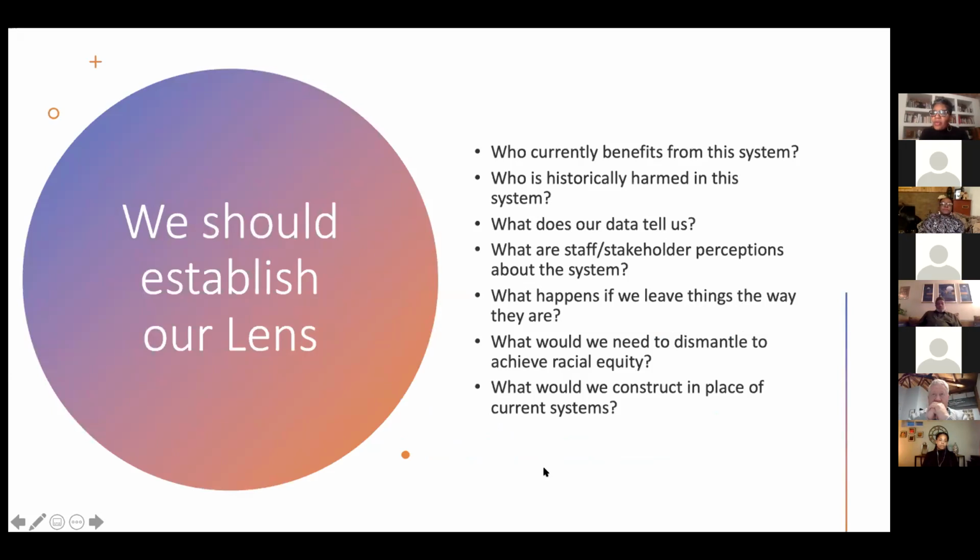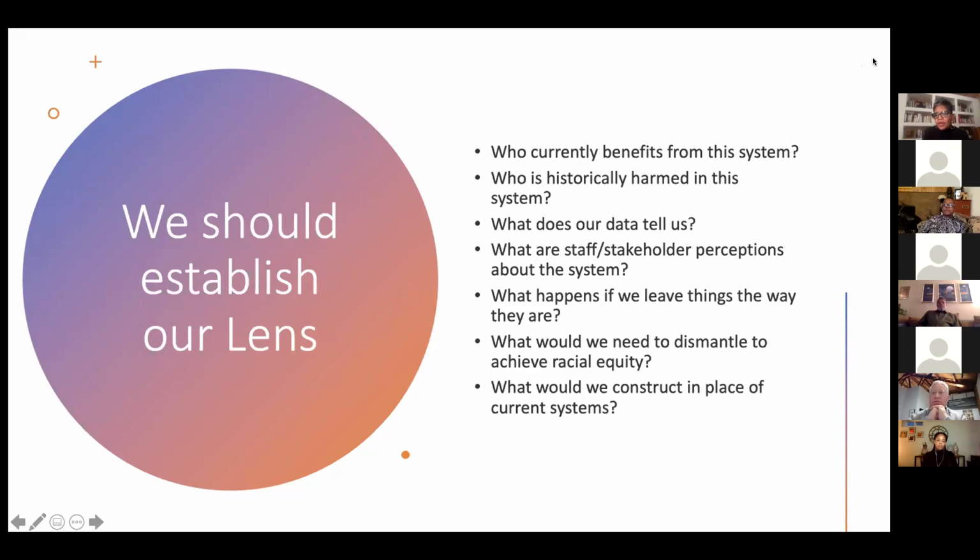And then along the way, we don't have to do it tonight. I do want us to be thinking about what lens we're going to be using as we start to make recommendations or our own decisions, and what set of questions would be really important for us to be asking along the way. And these are just sample questions. Who currently benefits from the system that we're talking about, and who's historically harmed by it? What does our data tell us? We're going to be data rich in this process.